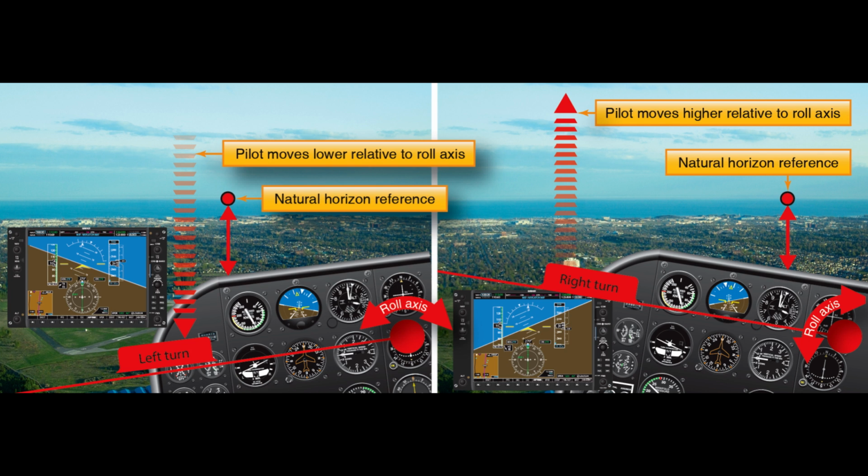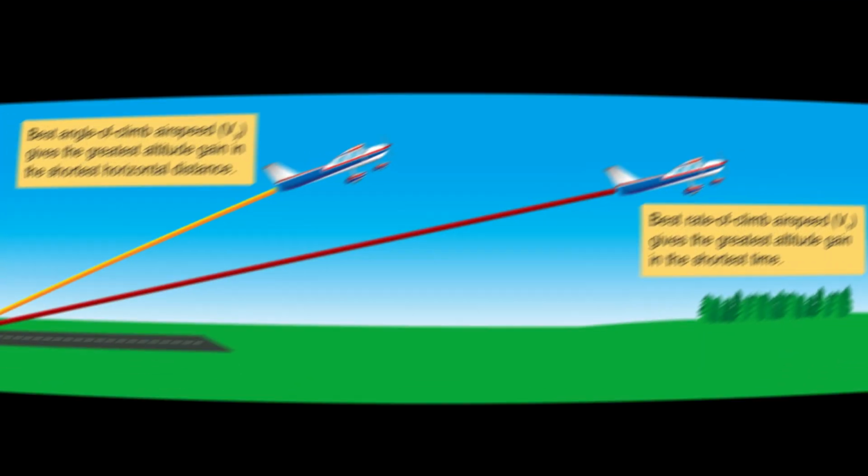3. Best angle of climb, VX, performed at an airspeed that produces the most altitude gain over a given horizontal distance. The best angle of climb results in a steeper climb, although the airplane takes more time to reach the same altitude than it would at best rate of climb airspeed. The best angle of climb is used to clear obstacles, such as a strand of trees, after takeoff.